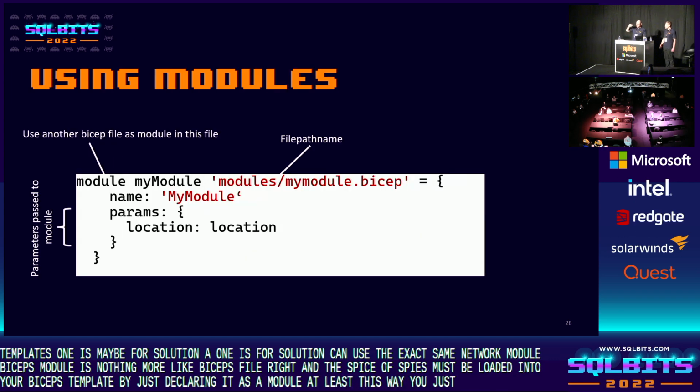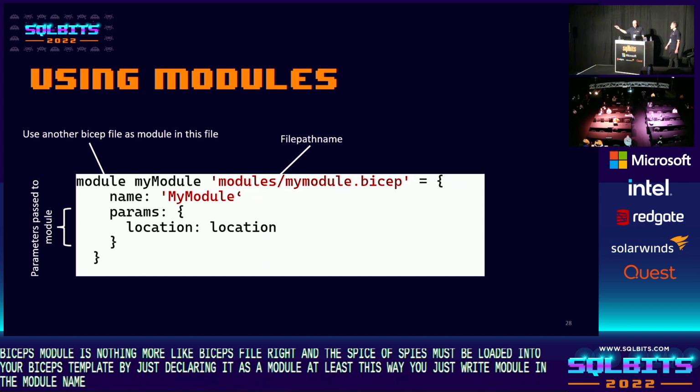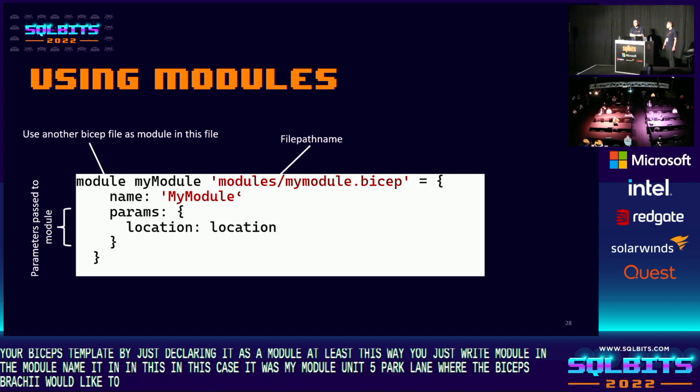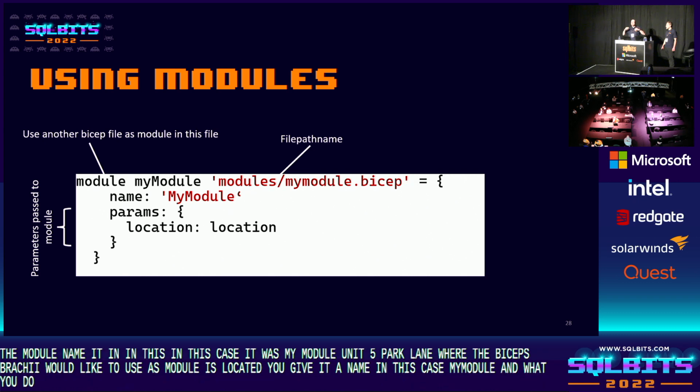You just write module, then a module name, in this case my module. You give it a file path where the Bicep script you would like to use as a module is located. And what you have to do then is pass over all the parameters the Bicep module is expecting.